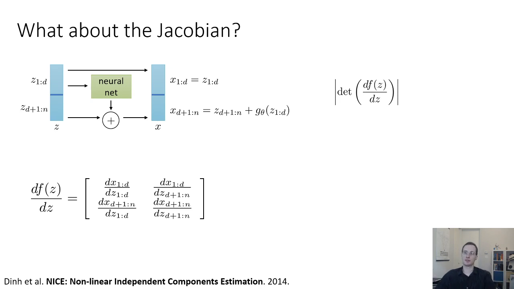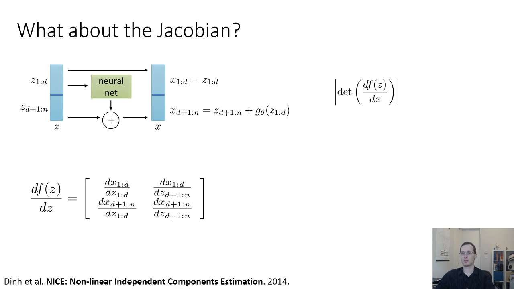The top left block is the derivative of the first half of x with respect to the first half of z. The top right block is the derivative of the first half of x with respect to the second half of z. The bottom left block is the derivative of the second half of x with respect to the first half of z. And the lower right block is the derivative of the second half of x with respect to the second half of z.